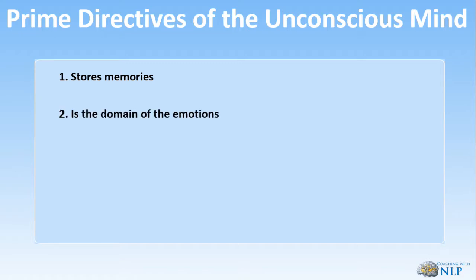Number two, the unconscious mind is the domain of your emotions. Now, of course, you feel your emotions consciously, but they get stored unconsciously. And the unconscious mind also organizes all of your memories, and it uses the mechanics of a gestalt. And so this is how it stores these emotions and memories, with gestalts.